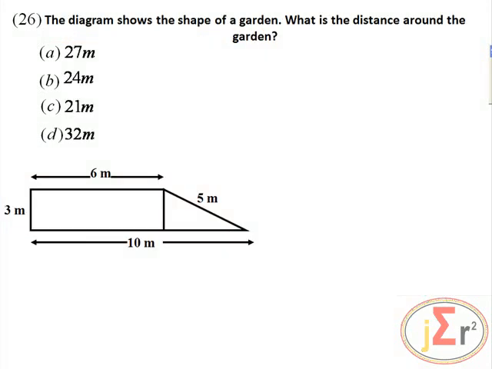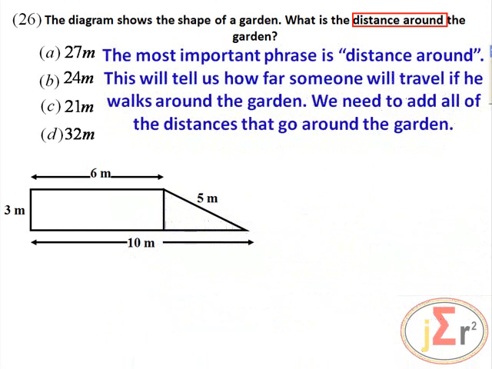The diagram shows the shape of a garden. What is the distance around the garden? What is the distance around known as in mathematics? Perimeter. Right, so Jerry knows that the distance around is perimeter. The most important phrase is distance around. This will tell us how far someone will travel if he walks around the garden. We need to add all of the distances that go around the garden.